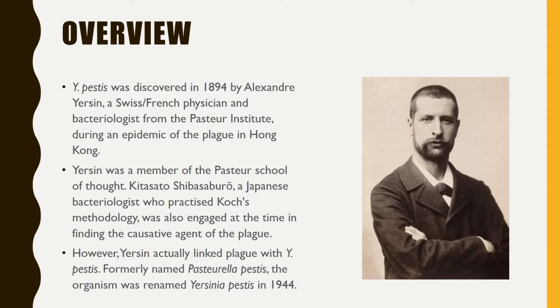So, overview. Yersinia pestis was discovered in 1894 by Alexander Yersin, a Swiss-French physician and bacteriologist from the Pasteur Institute, during an epidemic of the plague in Hong Kong. So, Yersin was a member of the Pasteur School of Thought. Kitasato Shibasaburo, a Japanese bacteriologist who practiced Koch methodology, was also engaged at the time in finding the causative agent of the plague. However, Yersin actually linked plague with Yersinia pestis. Formerly named Pasteurella pestis, the organism was renamed Yersinia pestis in 1944.